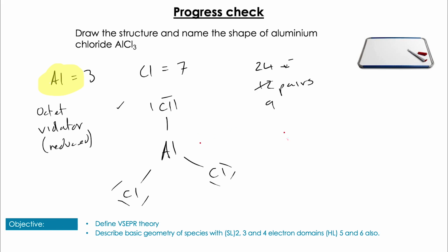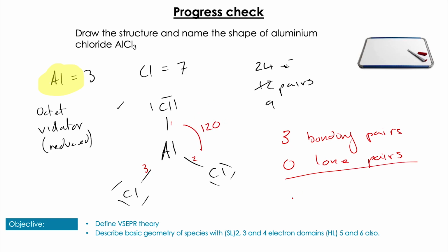But of course, we want to work out the shape as well. So we're going to count up the number of electron domains, which is 3 bonding pairs and 0 lone pairs on the central atom. So that's a total of 3 domains overall, which means we're going to have a trigonal planar structure with a 120 degree angle between each, which just so happens to be how I'd already drawn it.